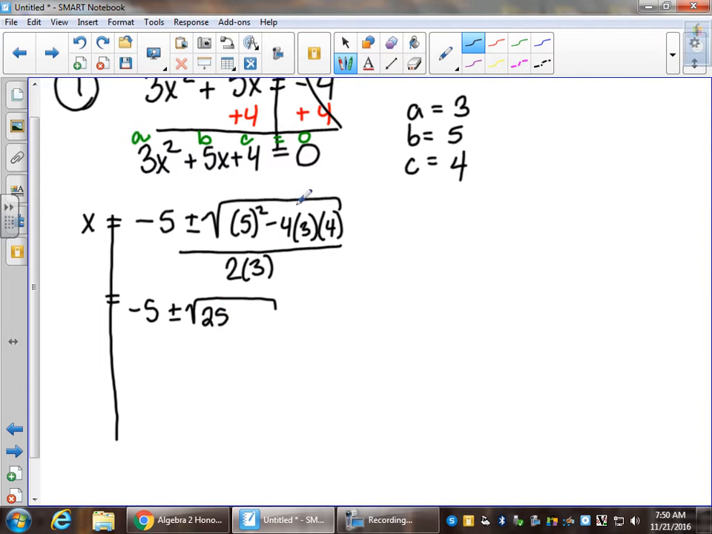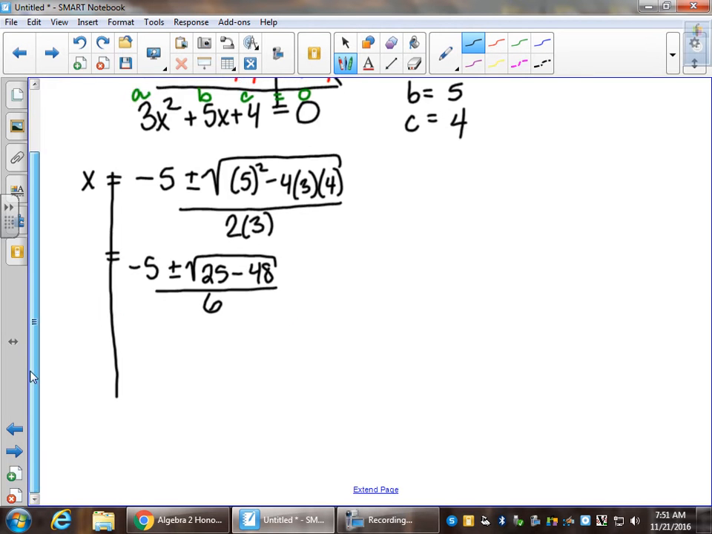Always decide on your sign for this next term on your own. I see a negative and 2 positives. So I know that negative times a positive will be a negative. 4 times 3 times 4. Either use mental math, or if you haven't taken out your calculator yet, do that. 4 times 3 times 4 gets us 48, all divided by 6. Simplifying what's underneath the radical, 25 minus 48 is negative 23.